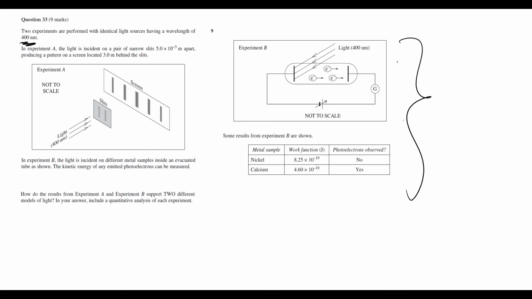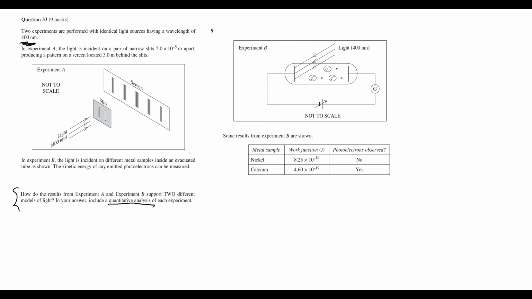That's experiment B. And we see the different work functions of the two metals, nickel and calcium, and we see that photoelectrons are only observed from calcium. The actual question here asks us, how do the results from experiment A and experiment B support two different models of light? In your answer, include a quantitative analysis of each experiment. That part there is really, really important.